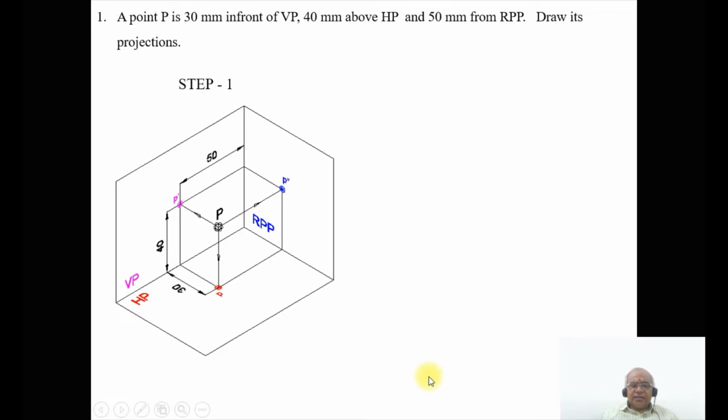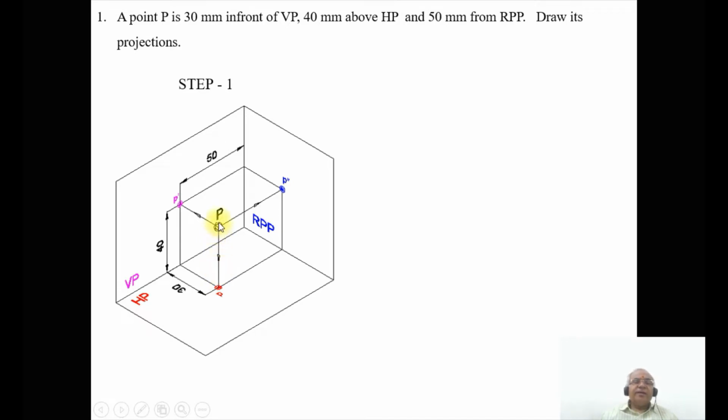When you are looking from the front view, the observer is looking from here, and the image is going to fall on the vertical plane. The point P, which has been shown here, is in space. When you look from the front view, you can see the distance from the horizontal plane. The distance given above the horizontal plane is 40 mm. So from this point till here is the distance of 40 mm.